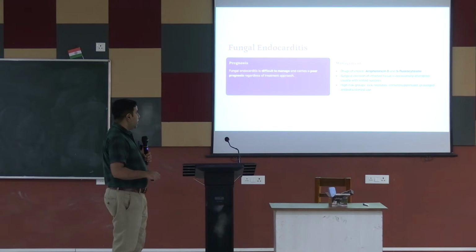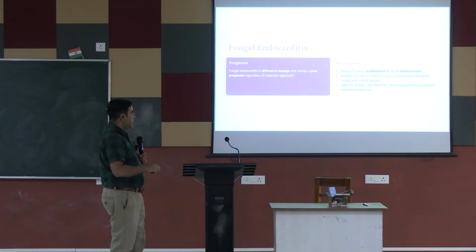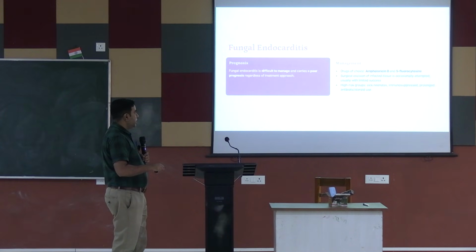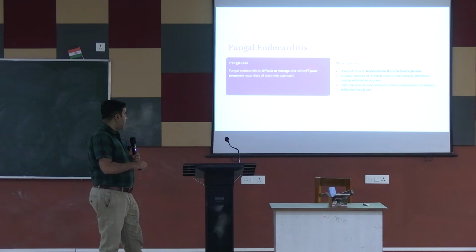Surgical excision of the infective tissue is occasionally attempted. In the previous slide, I was dealing with myocardial aneurysm, myocardial abscess. In all these cases, surgical excision of the infected tissue is attempted. And high risk groups like sick neonates, immunosuppressed, prolonged antibiotic or steroid use. Why is it also difficult to manage and carries a poor prognosis?